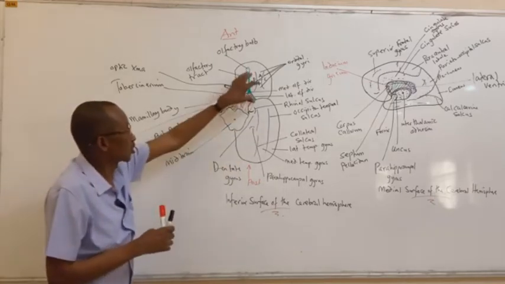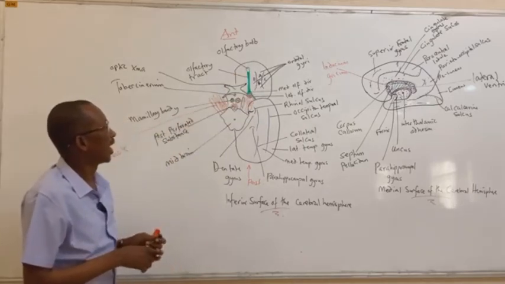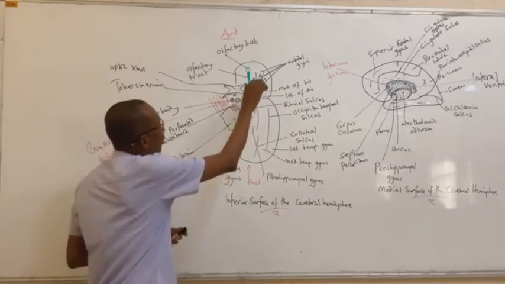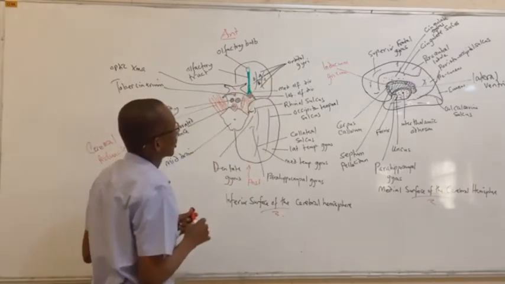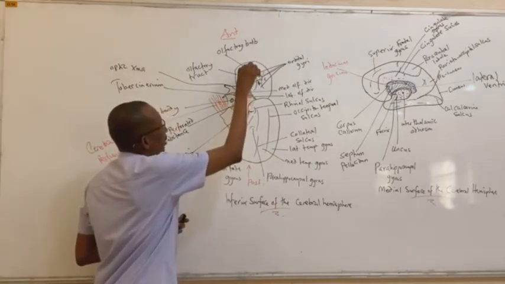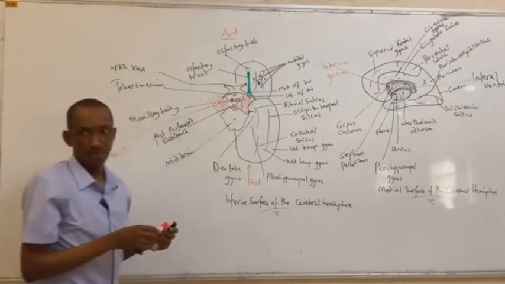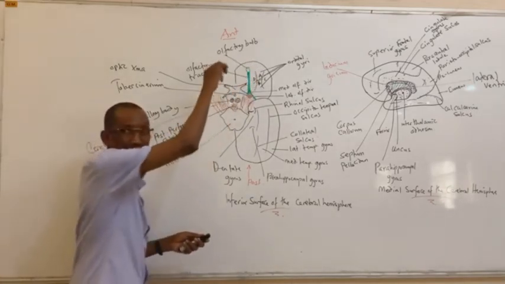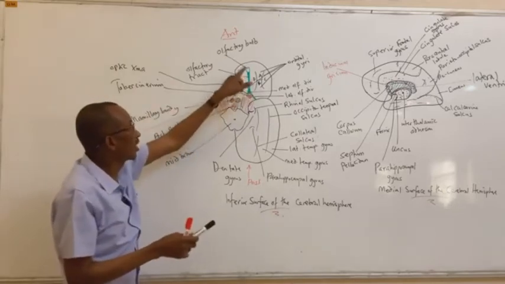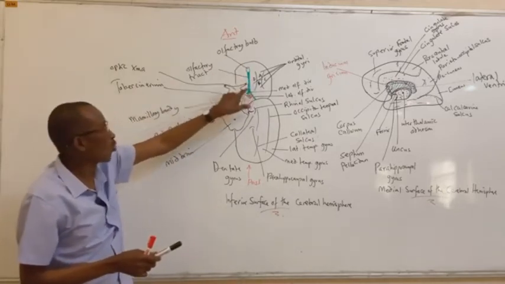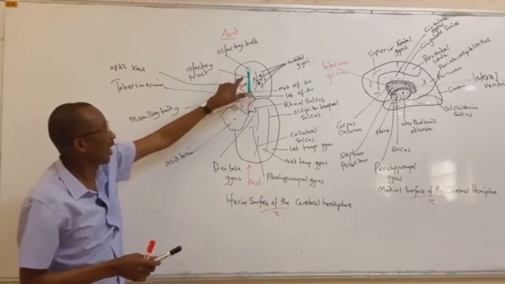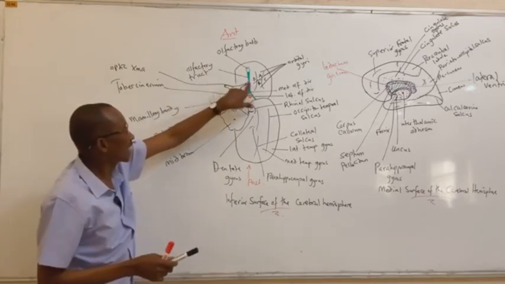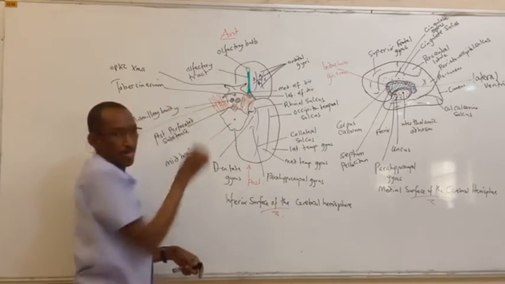So what are the features that we can see in the orbital surface of the cerebral hemisphere? Here on the inferior surface, towards the midline, there's one sulcus. That means there's one depression here. That depression is what we call the olfactory sulcus. And that olfactory sulcus harbors one tract, what we call the olfactory tract.